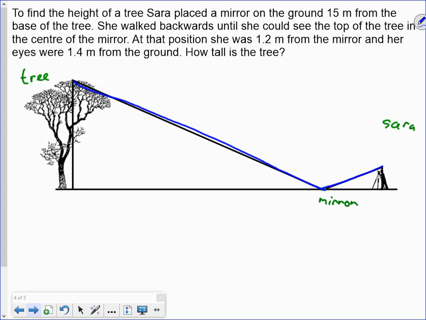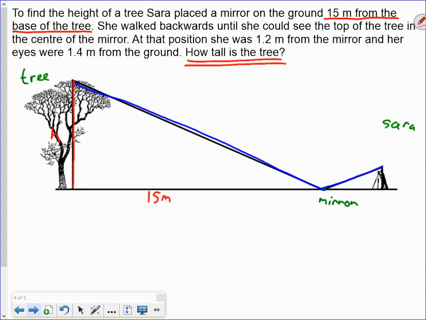Let's take the information that they give us and add it to our diagram. What do we want to find? We want to find how tall the tree is. So this is how tall the tree is over here. We'll label this with the letter H. What information do we have? Sarah placed a mirror on the ground 15 meters from the base of the tree. So from the base of our tree out to the mirror is going to be 15 meters.